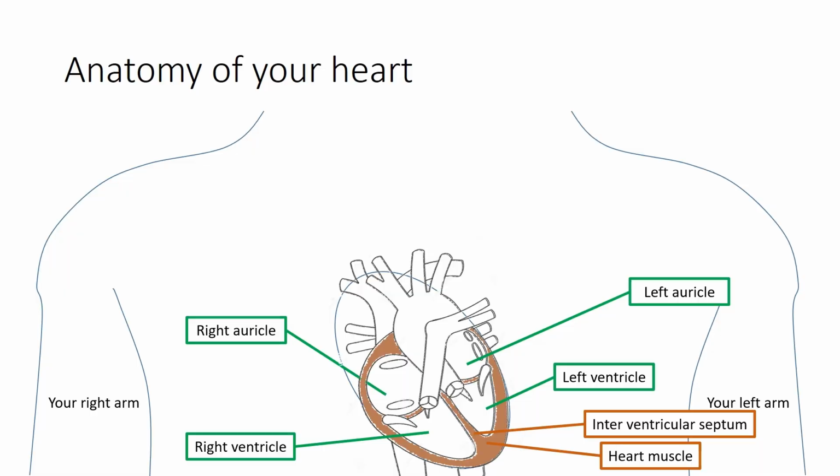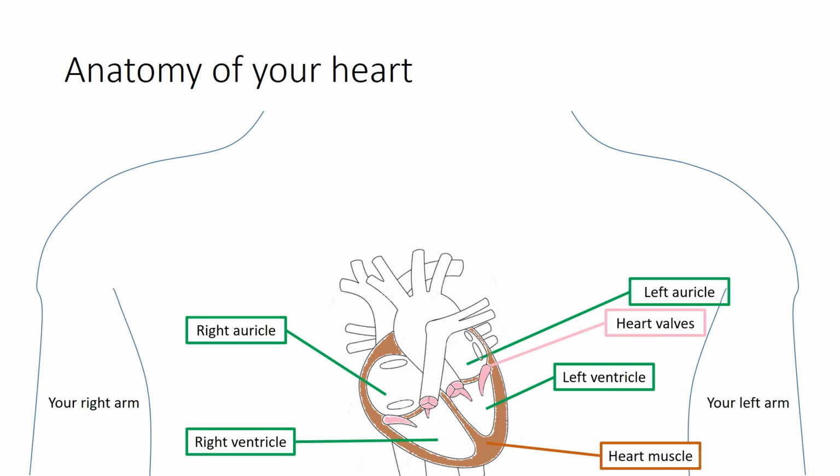And here you can see the heart muscle and the interventricular septum, which is the muscle that goes up through the middle of the heart to separate the left side from the right side. And here are the heart valves. There are four of them. We'll have a look at that a little bit later.